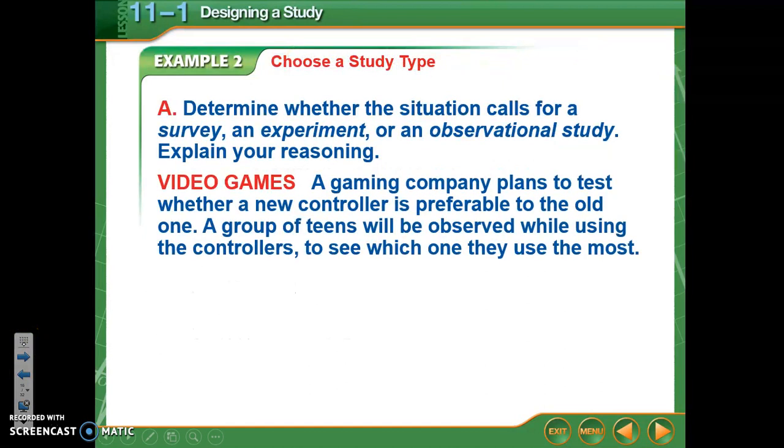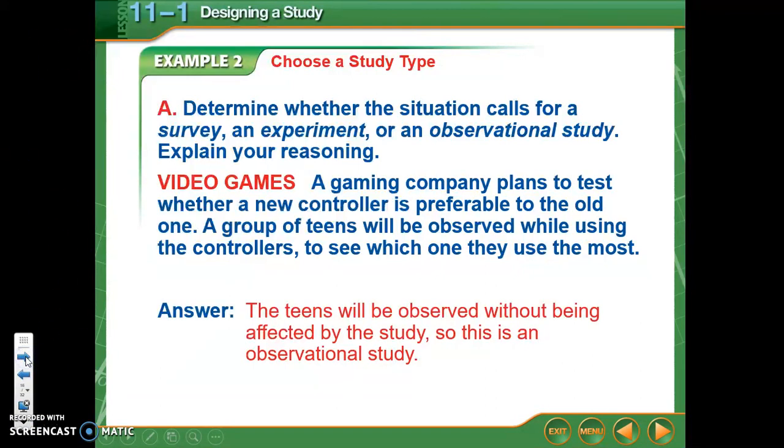All right, choose a study type. Determine whether the situation calls for a survey, experiment, or observational study. So this time, you're deciding which kind of study would be appropriate, and then you need to explain. So, video games. A gaming company plans to test whether a new controller is preferable to the old one. A group of teens will be observed while using the controllers to see which one they use the most. All right. Since they're going to be observed, it seems like an observational study would be the most obvious answer.